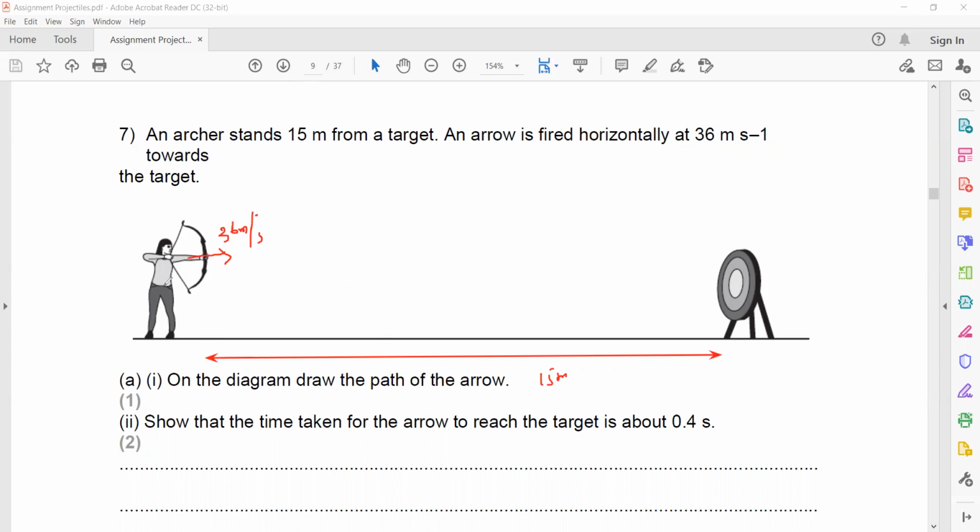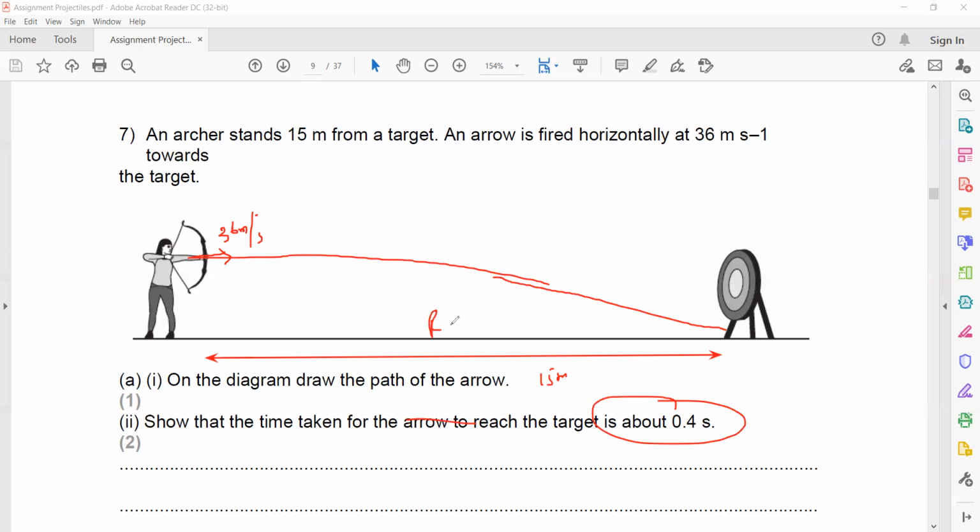So how to sketch the path? It will be a projectile launched horizontally. So this will be the path. Maybe he's not able to hit the bullseye. So this will be the trajectory or the path taken by this projectile. Show that the time taken by the arrow to reach the target is about 0.4 seconds.